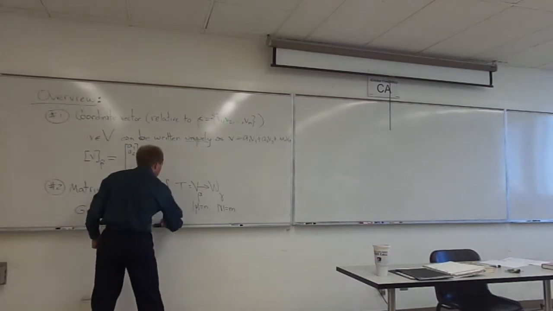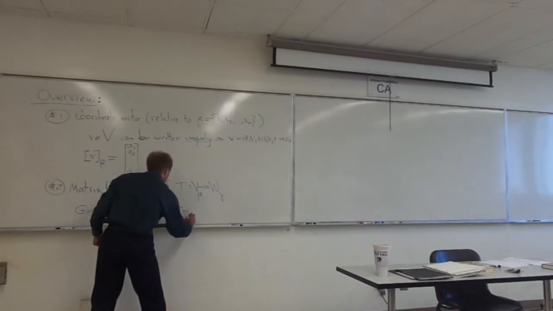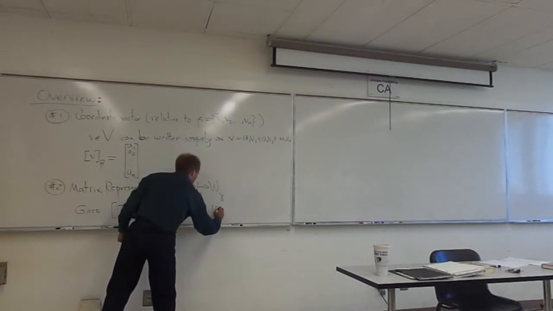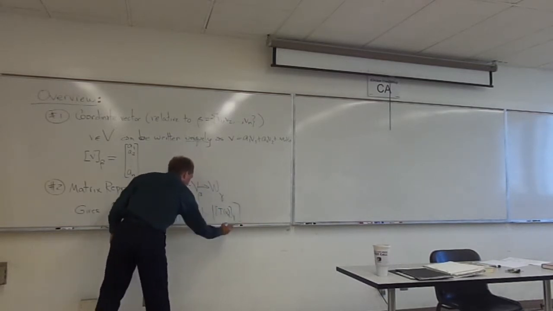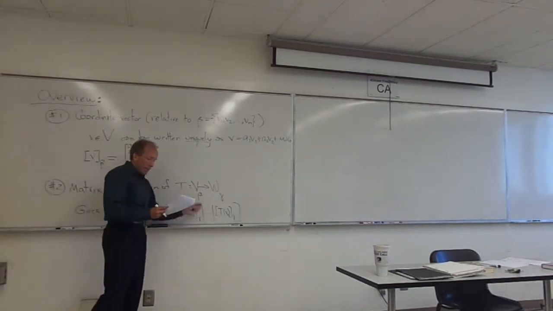And then you do the same thing in the second slot, T of V2 with respect to gamma, and then dot, dot, dot, all the way up to T of Vn with respect to gamma. So you just build that very large matrix in a column by column fashion.